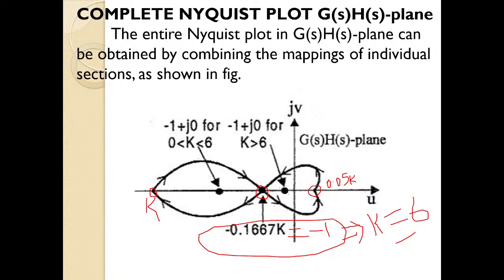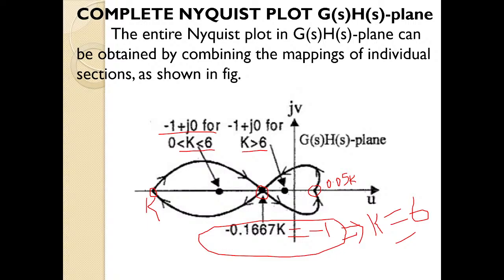So if k is less than 6, then the -1 plus j0 point will shift to the left side of the intersection point. If k is greater than 6, then the -1 plus j0 point will shift to the right side of the intersection point.